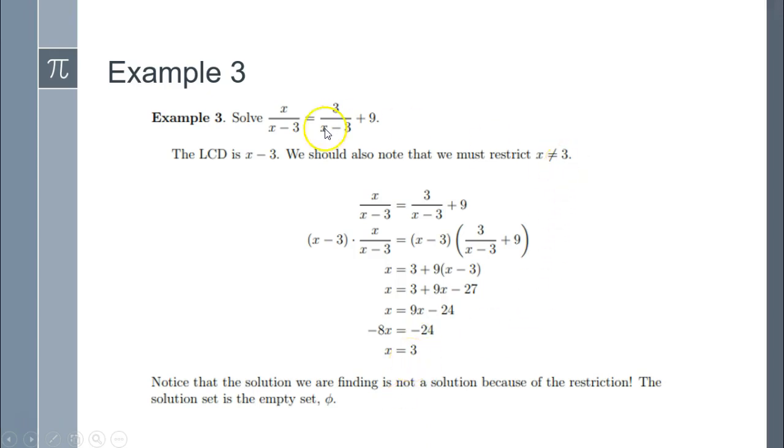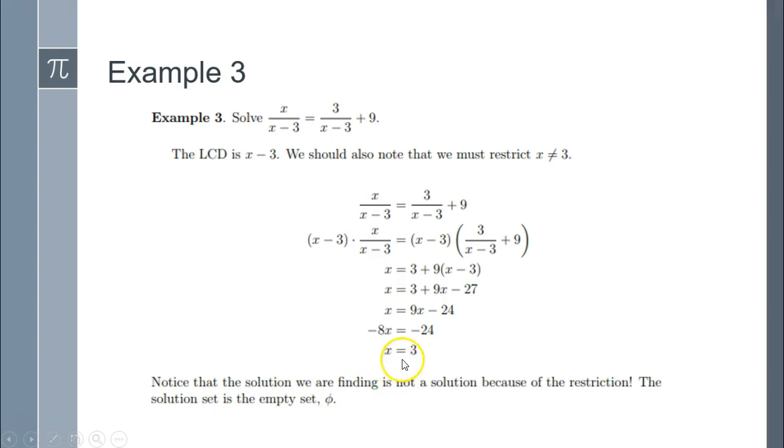x can't be 3. If I put 3 in, I get division by 0. And if I try that, my 3 over 0, my calculator will tell me is an error. So it turns out there is no solution to this equation because of the restriction. So the solution set is called the empty set. This is the symbol for the empty set.